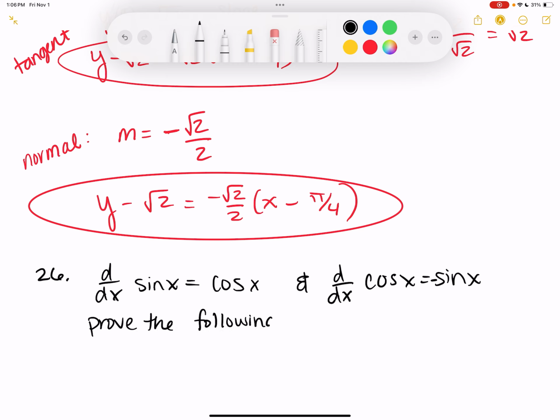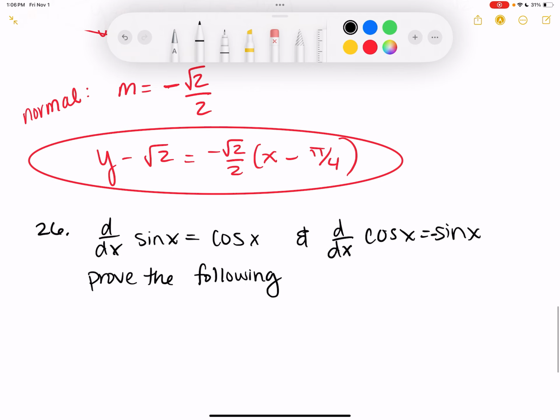No. Josh says no. No. They're not hard. It's to me.